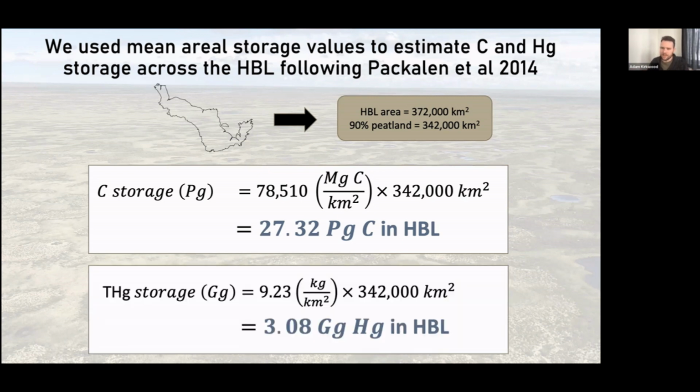Now we can do the exact same calculation again, but this time replacing carbon with mercury. And the first estimation we have of how much mercury is stored in the Hudson Bay Lowlands is about 3.08 gigagrams based on region-wide field data, applying a single value to the whole region.